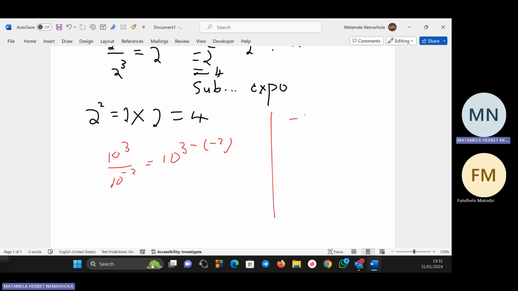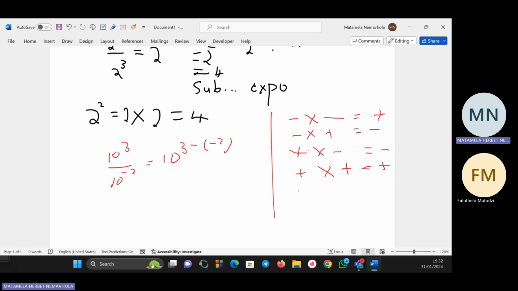When you multiply negative by negative, the answer becomes positive. Negative multiplied by positive, the answer becomes negative. Positive multiplied by negative is still going to be negative. And positive multiplied by positive, we are going to get positive. So what do I mean by this?